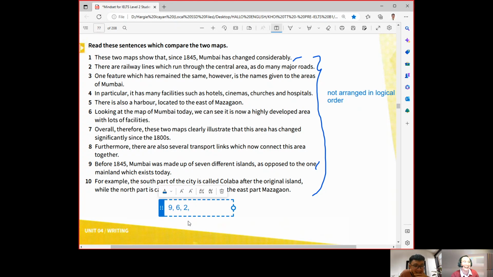Is it number 3? No, no, no. It's number 8, because remember, we are talking all about the development and the facilities. So what are those facilities that you can see? Railway lines that run through the central area, as do many major roads, and after that, we're talking of facilities. Number 8? Not 8. So it's number 5. What are those facilities that we can see today?